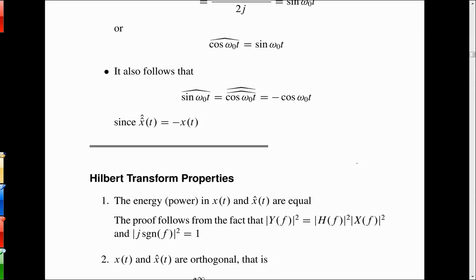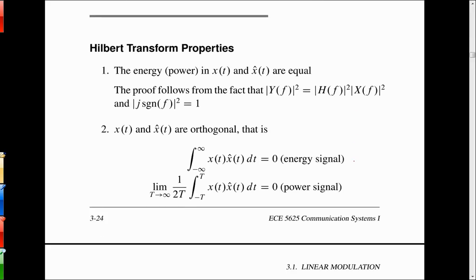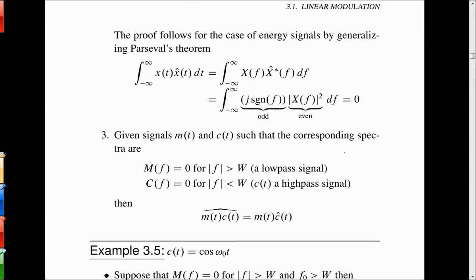Okay, what are some properties of the Hilbert transform? Because the magnitude squared of the filter's frequency response is 1, the energy or the power in the signal is not modified when it goes through a Hilbert transforming operation. But the signals do become orthogonal. A simple example of that is if cosine becomes sine, sine and cosine are orthogonal, right? Because of the 90-degree phase shift. But in general, any signal that goes through a 90-degree phase shift becomes orthogonal. That one's not that big of a deal.